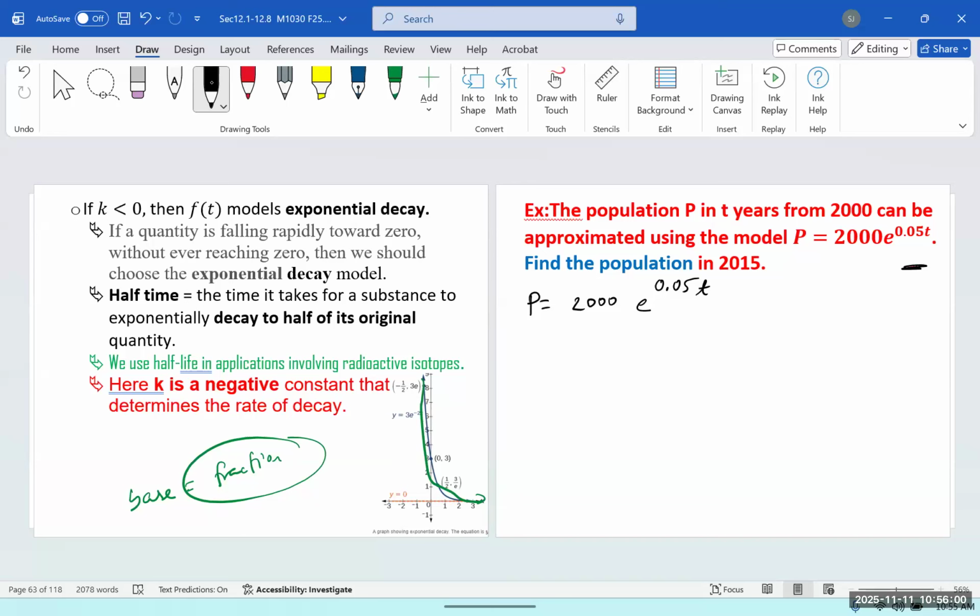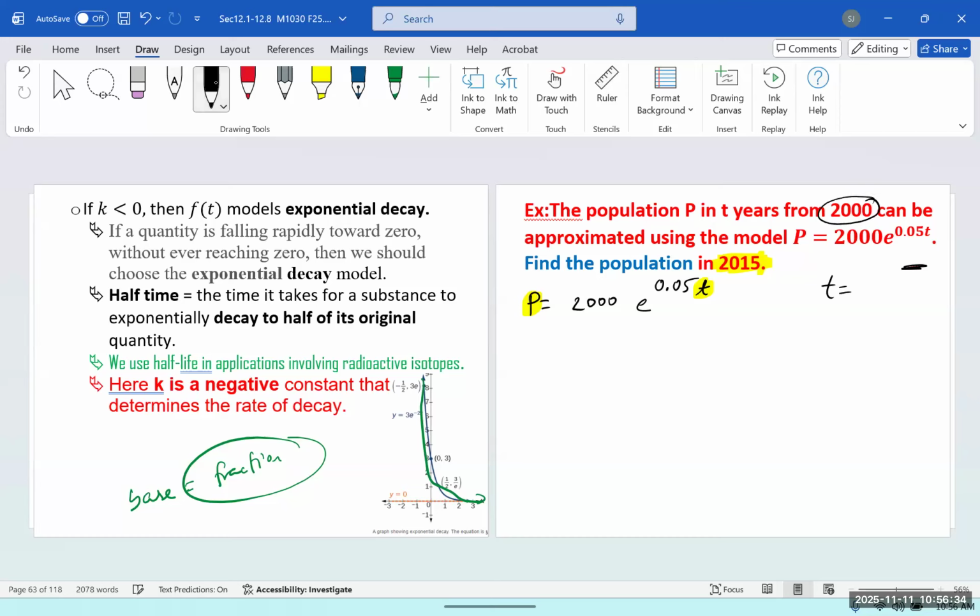And if you want to find the population in 2015, what is given here? But what are you solving for here? There are two variables. One is P and one is t. Which one are you solving? What is this 2015? That's the t. They give us that information. So do you substitute t with 2015?